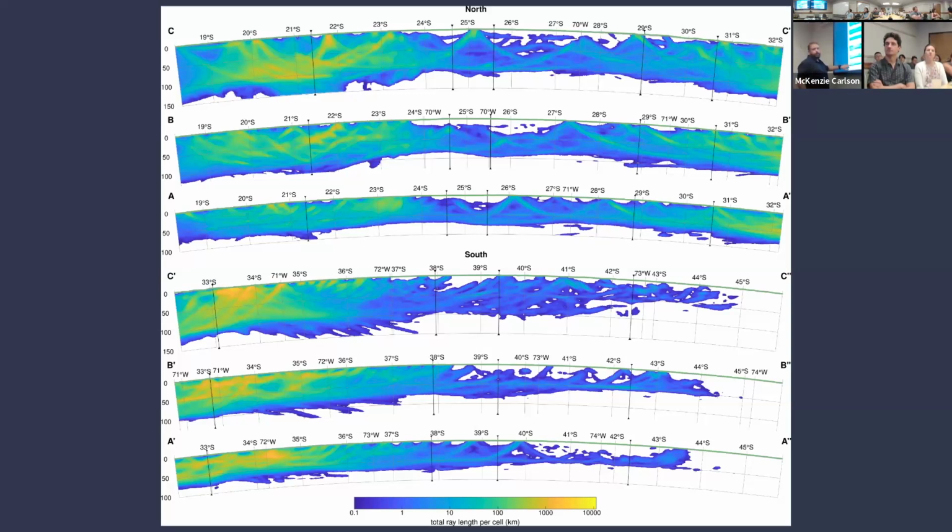A and A' is at the coastline. The B and B' are 50 kilometers inside, and the C and C' is 100 kilometers inside on land. So you have north, central Chile again, southern Chile, from 18 to 32 and 32 to 46 degrees. In the south, we have very few data, very few earthquakes, so not a lot of resolution. In the north and in central Chile, we have a lot of rays, a lot of seismicity. In some areas, we have so many rays, we get more than 10,000 kilometers of ray path per cell, per 6 by 3 kilometer cells. So it's very interesting, and you have a lot of information.